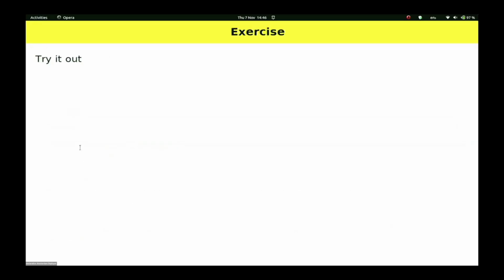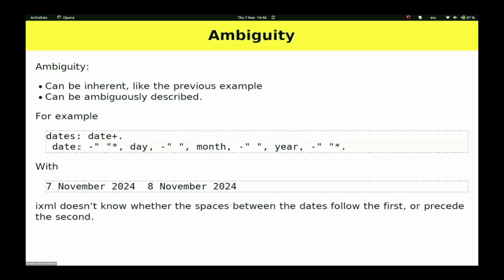13 minutes to go. I will leave you to do these exercises at home just so we get through everything today. So there are 2 reasons you can get ambiguity. One, inherent ambiguity, like the example that I just gave you, where the data is ambiguous in itself. But sometimes you might make a mistake in how you describe the format.